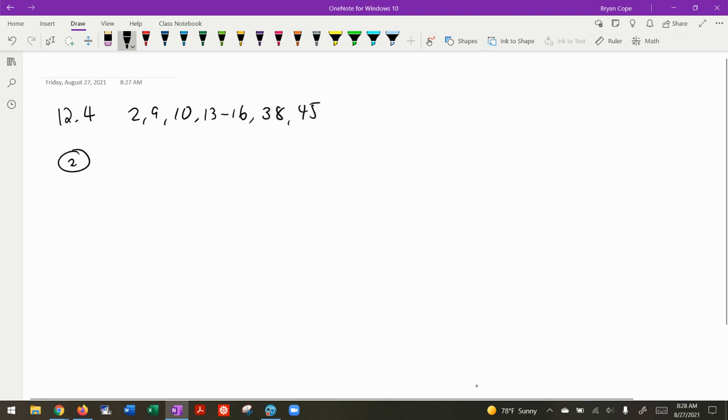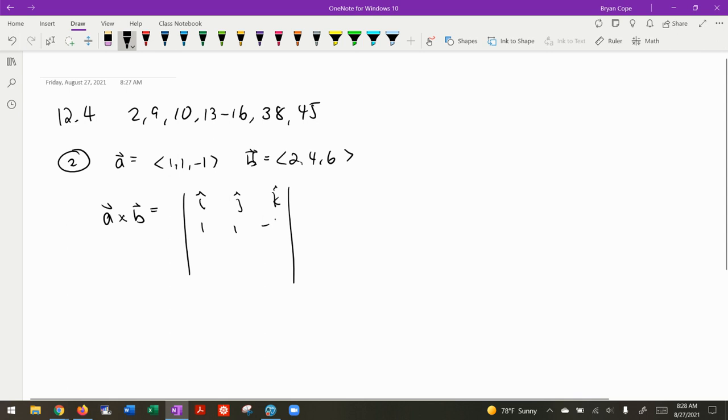Okay, let's start with number 2. So we've got two vectors, a, which is 1, 1, negative 1, and b, which is 2, 4, 6. And we're going to take the cross product, a cross b. All right, so a cross b, we're going to start off with i, j, k, then put 1, 1, negative 1, then 2, 4, 6. I'm going to do it the initial way, not the shortcut that Jaden showed us last time.